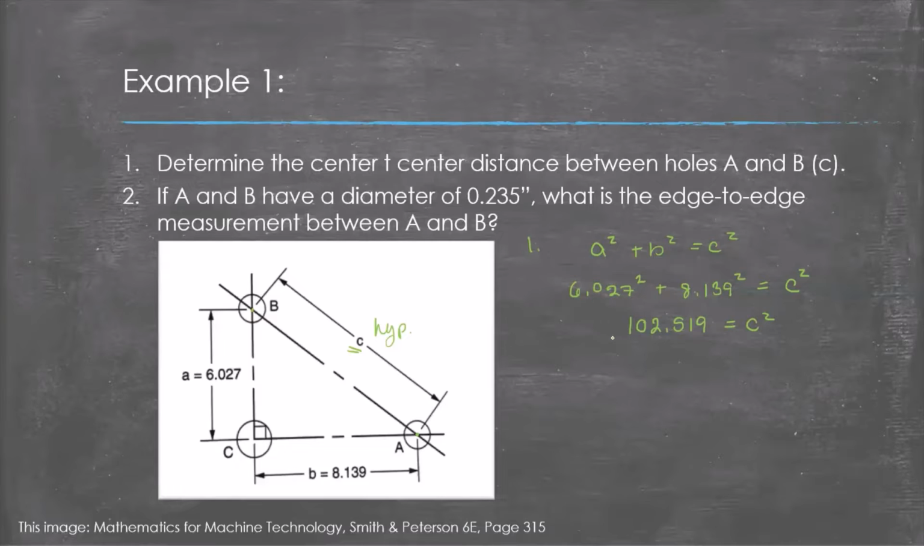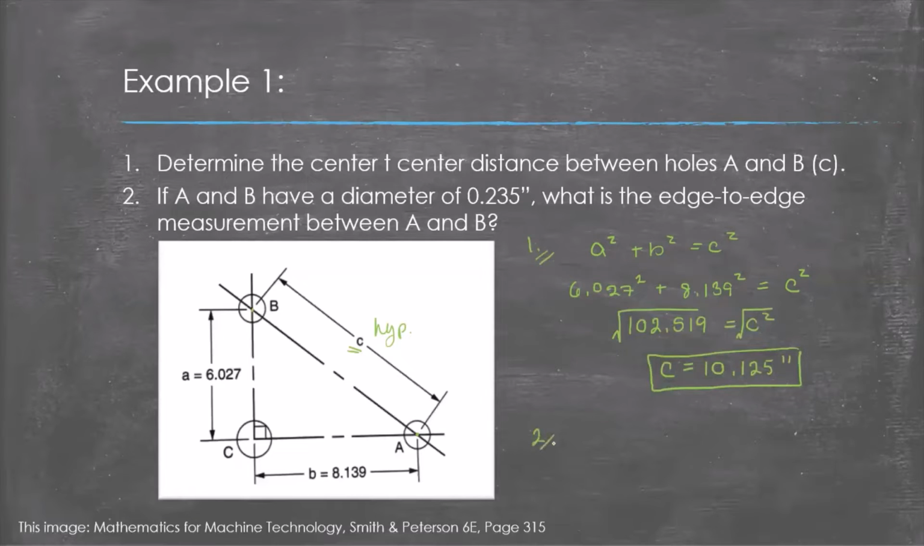What we need to do is take our square root. If you take the square root, that will give us our final answer for distance C, which was 10.125. And it was in inches, so we're going to put that back into inches. Okay, so that's our answer for 1.